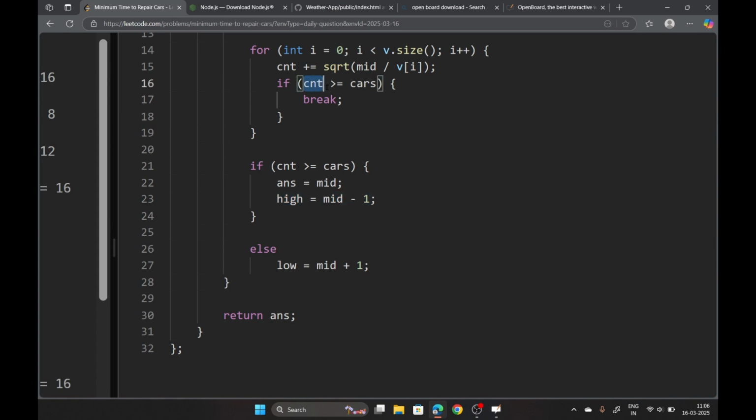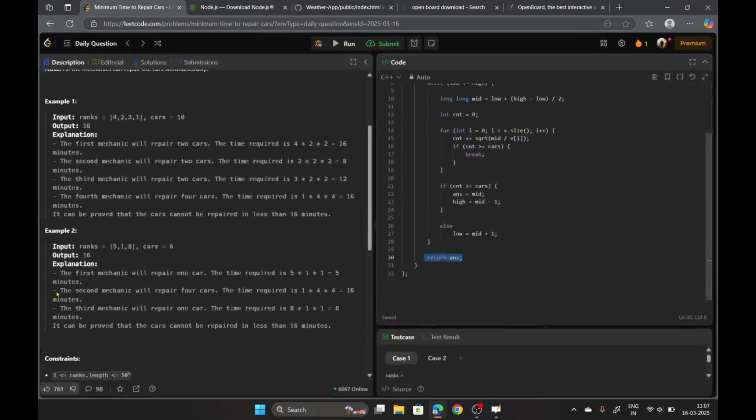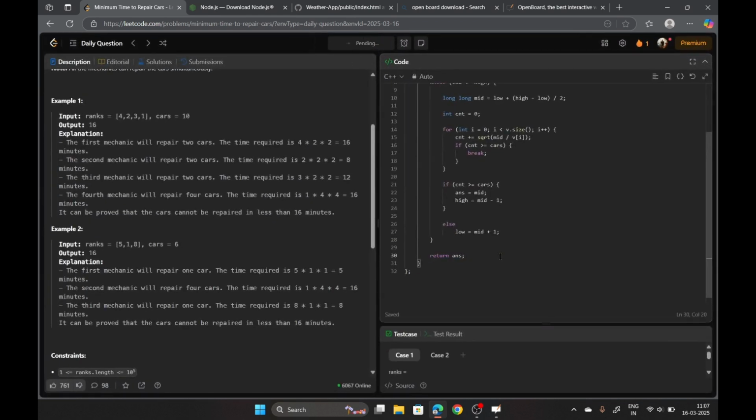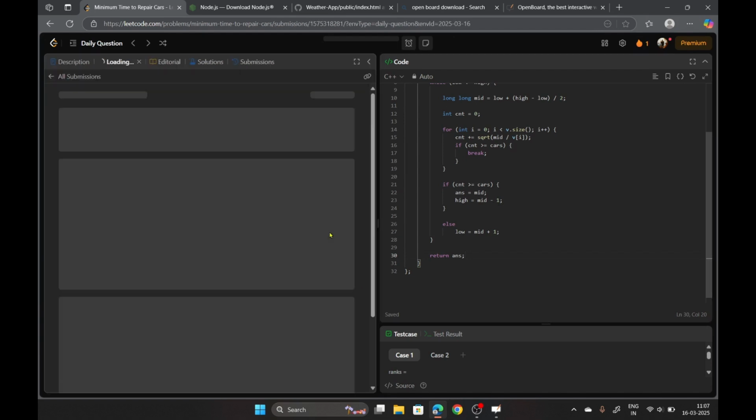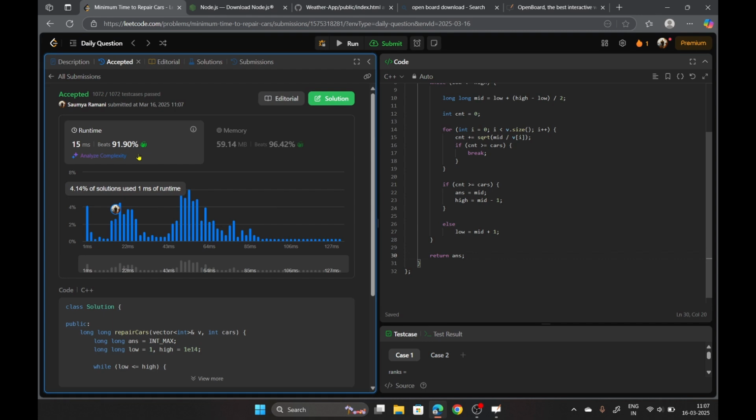And if this count is less than cars, it means the time allotted to each mechanic was not sufficient to fix all the cars. Then we have to search for some higher value. So we will just do low equals mid plus 1, and at last we will just return the answer. This code I already submitted, but let us submit it again. And 91%, as you can see, because this is the most optimal approach.